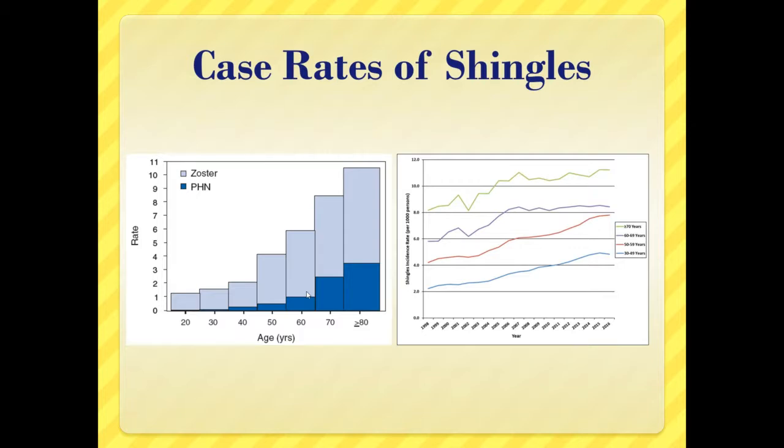So post-herpetic neuralgia, you see as we age, the case rate of both shingles and PHN increase. And here's another. Cases have kind of been on the rise here. Shingles incidence rate per 1,000 people, and this is in the United States. We have seen an increase in all ages of shingles.